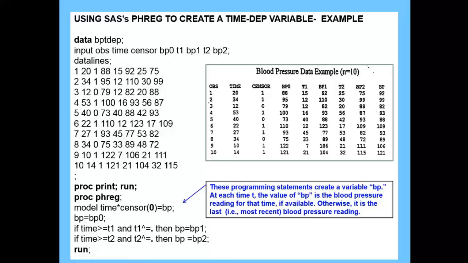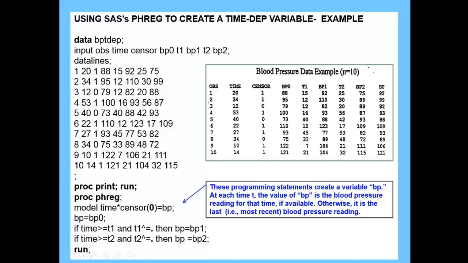This is person 1, observation 1, and their survival time was 20, let's say 20 weeks. The second person's survival time was 34 weeks. The third person's survival time was 12 weeks. Now this first person gets a value 1 for sensor.